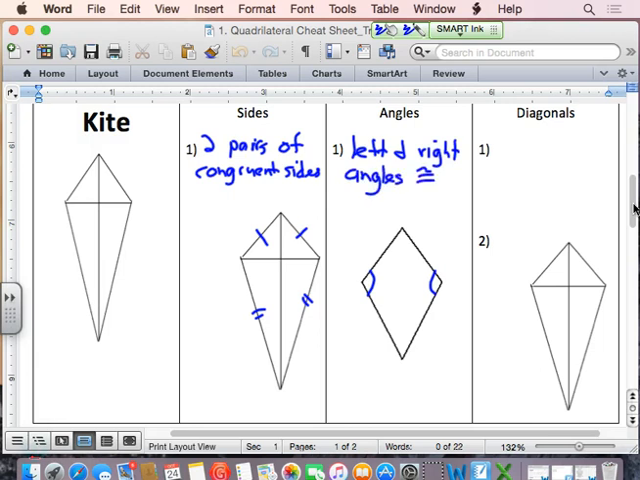Okay, so these two angles that are opposite each other are congruent. The other opposite angles, though, are not congruent. We don't know necessarily that this is congruent to that. So we can't say that, but we can say that the left and right angles are congruent.